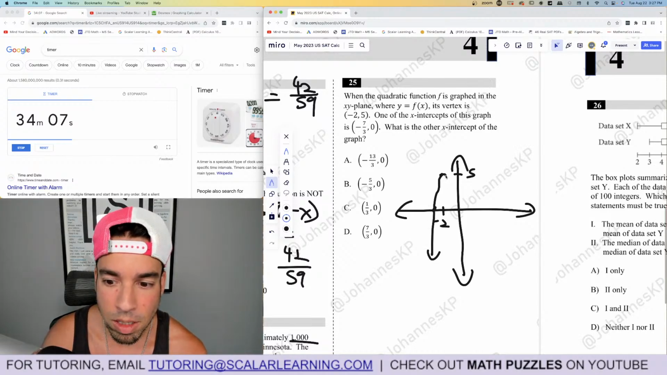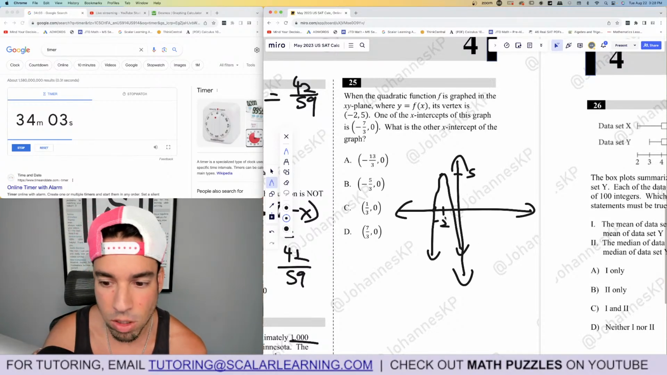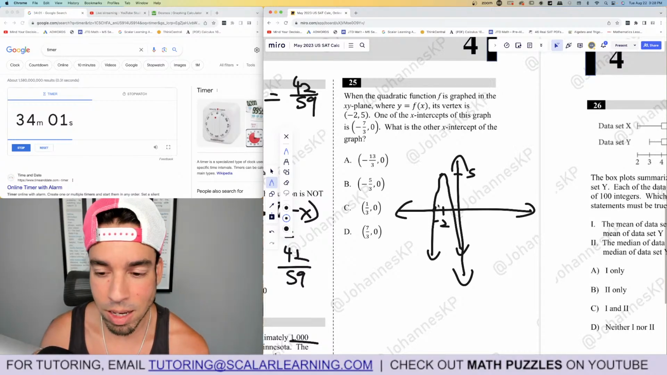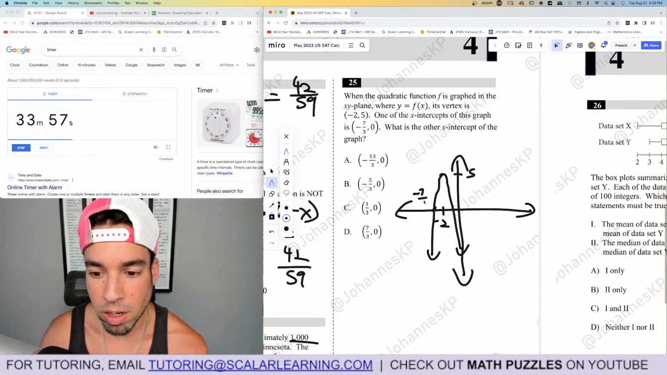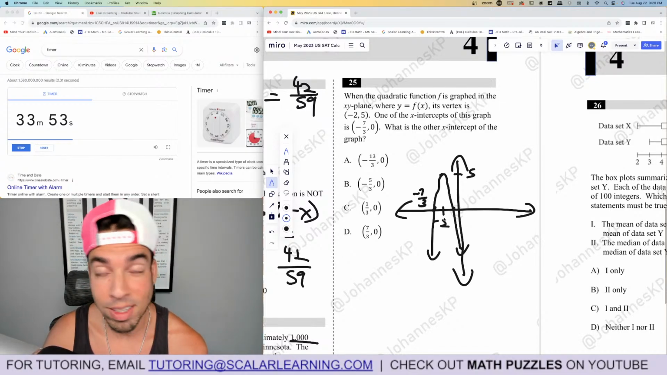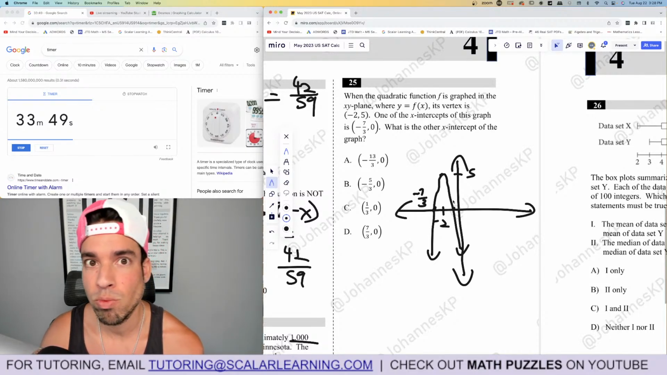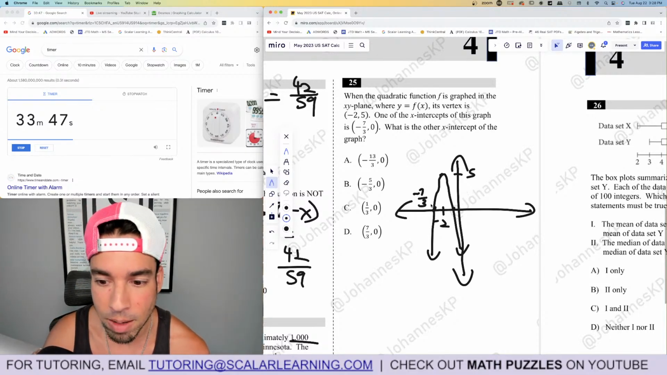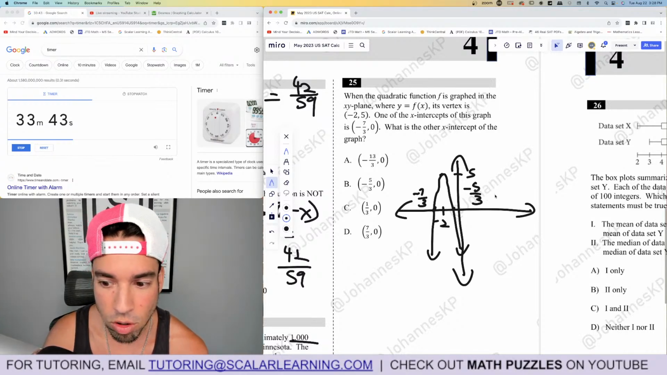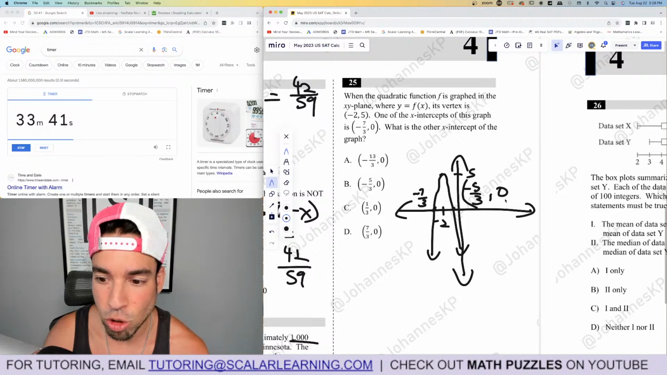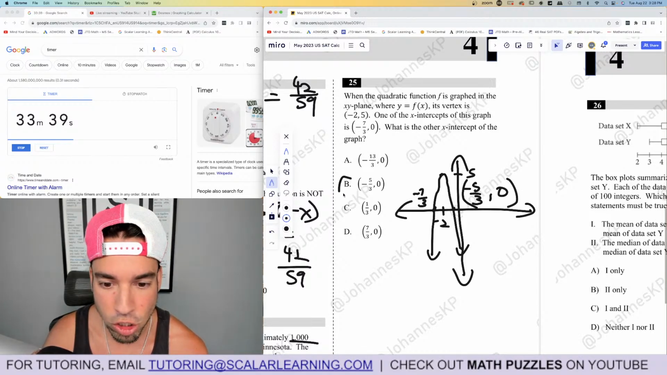And that means it's also going to come down this way because the vertex, I've talked about this in many videos, is right down the middle of the x-intercepts. Which means if I have one intercept at x equals negative 7/3, which is 1/3 to the left of negative 2, I should also have my second one 1/3 to the right of negative 2, aka negative 2 plus 1/3, which is negative 5/3. So my other x-intercept should be negative 5/3, comma 0, which is B.